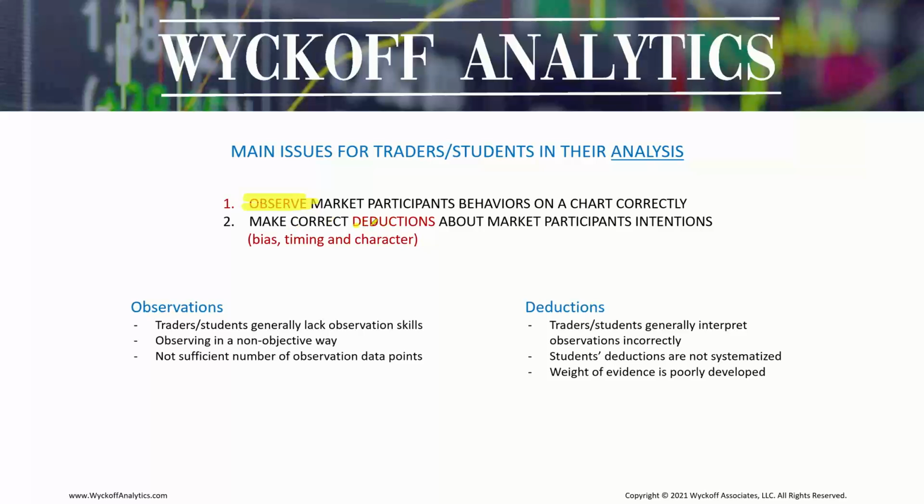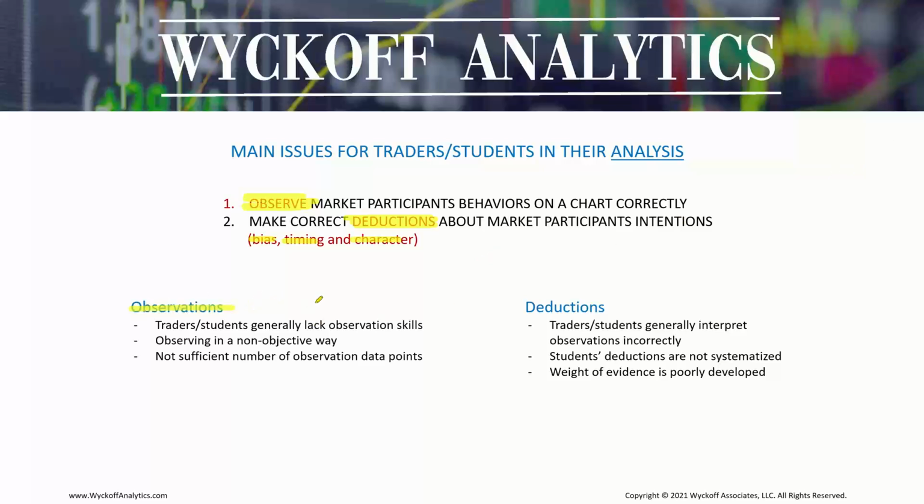And then the second thing that we need to do is to make correct deductions about what the market participants actually intend to do. And then obviously on the chart, we seek the confirmation of the intention. Does it materialize or not? And if it doesn't, then we're deducing something else. With those deductions, obviously, we want to understand what the bias, what the timing, and what the character of the next move is. And that's primarily what we do. That's primarily where we want to go with this.